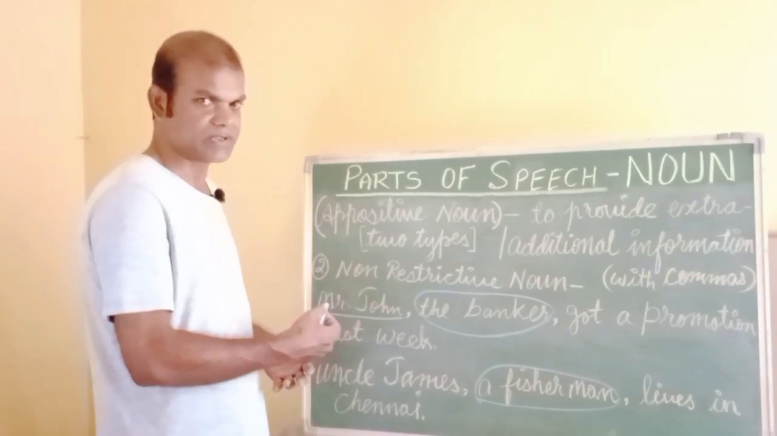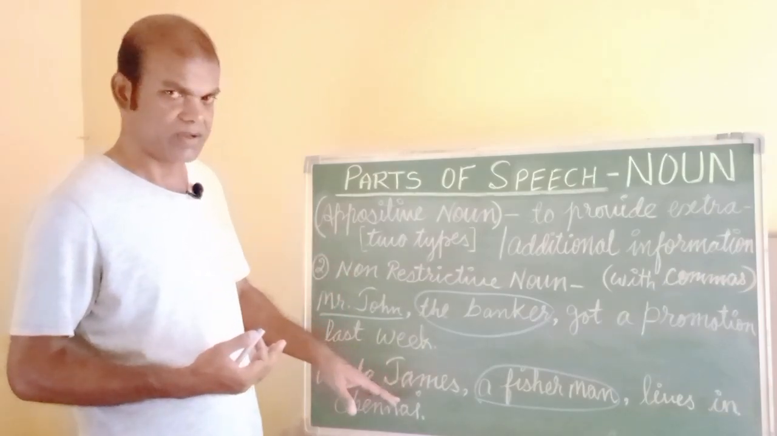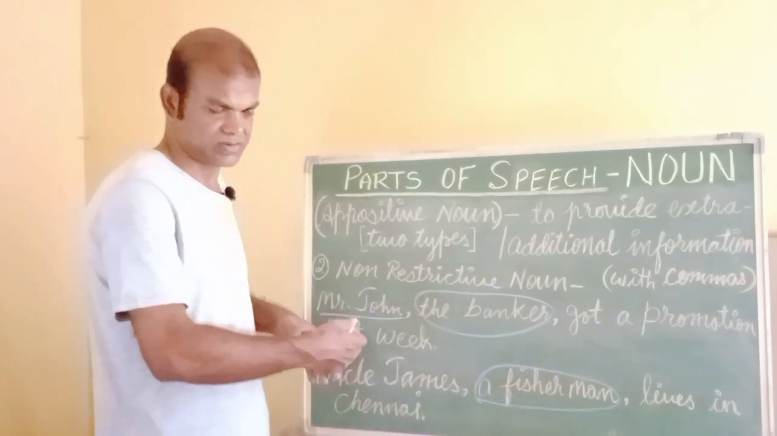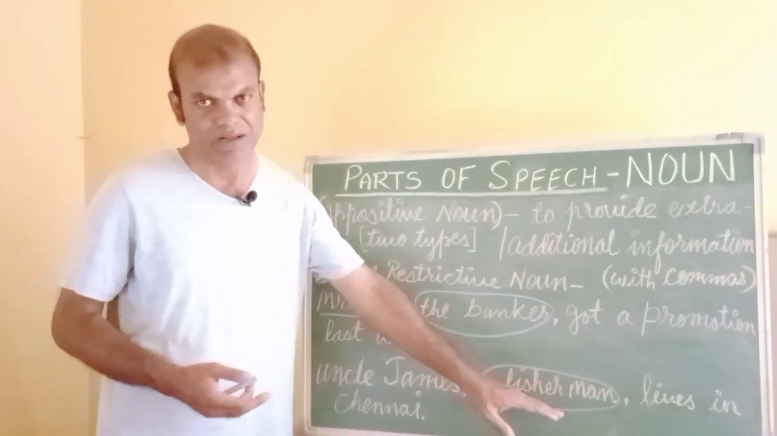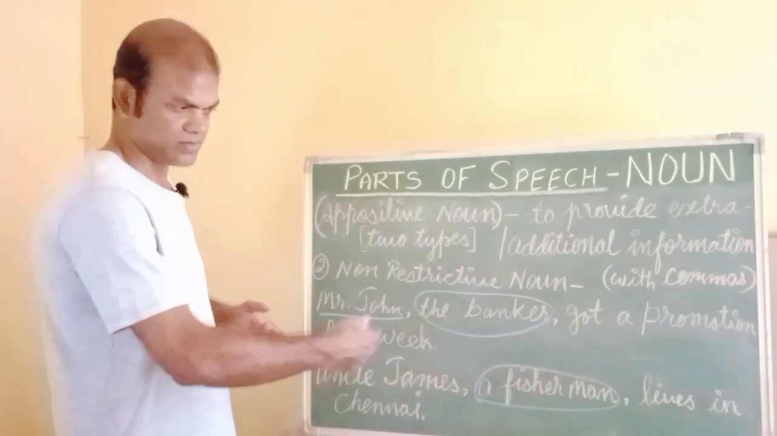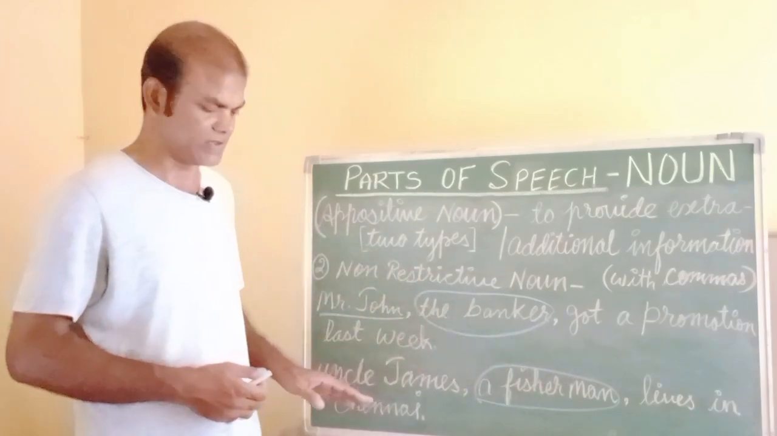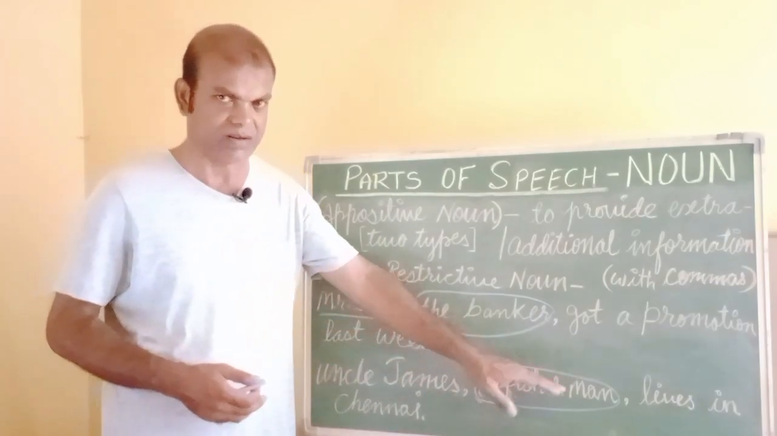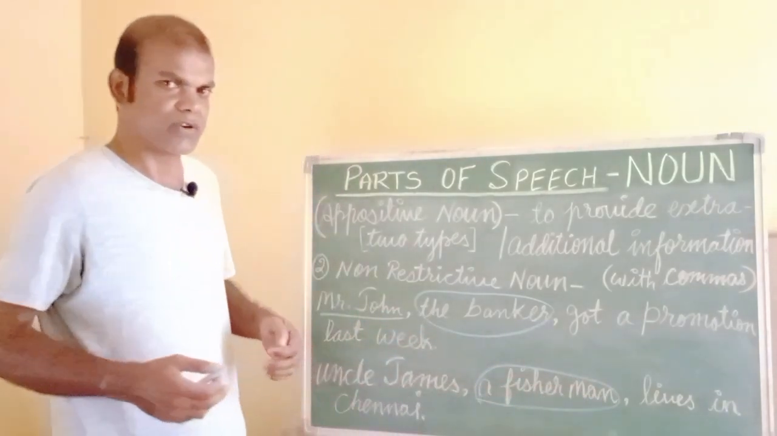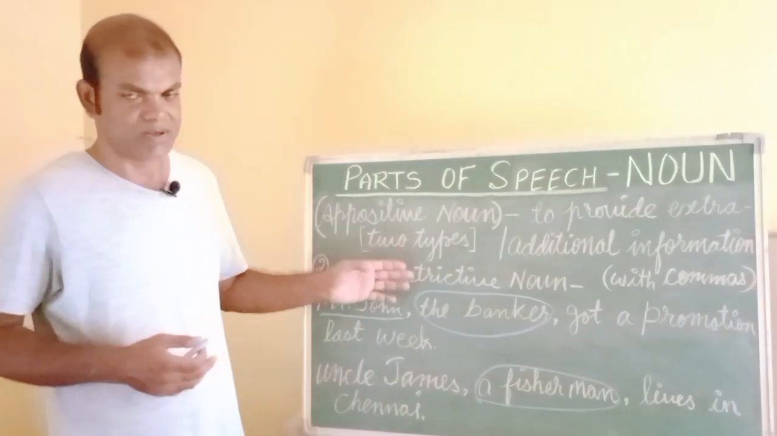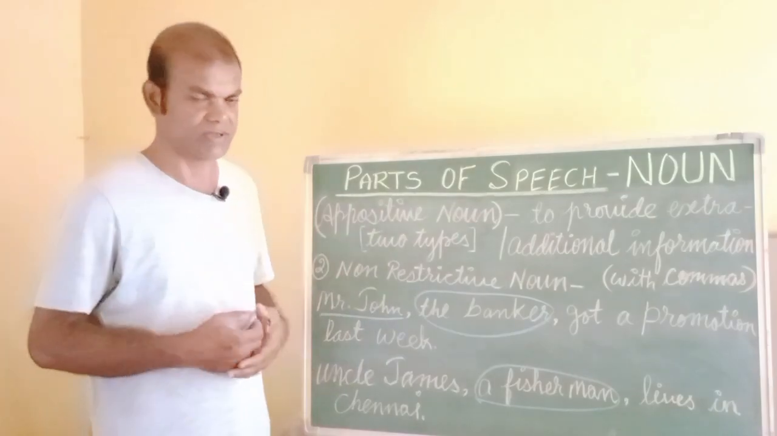Now to add extra information, which is actually not essential, but to make it more clear, the uncle who is a fisherman, what the uncle does or what he is, to make it understood, we are adding the additional information and the sentence is completed. Uncle James, a fisherman, lives in Chennai. In this case also you can see the commas. You must not forget the commas while using the non-restrictive noun in a sentence. Okay, it can make a big difference by not using the commas.